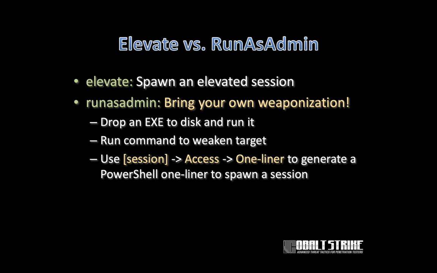Some privilege escalation opportunities only give us a primitive to run a command in an elevated context. Rather than dictate how to turn that into a session, Cobalt Strike is instead taking the approach of bring your own weaponization. This means you get to choose how to use this primitive in a way that makes sense for your situation. For example, maybe you just want to run one command to weaken the target or meet your objective. Run as admin can do that.